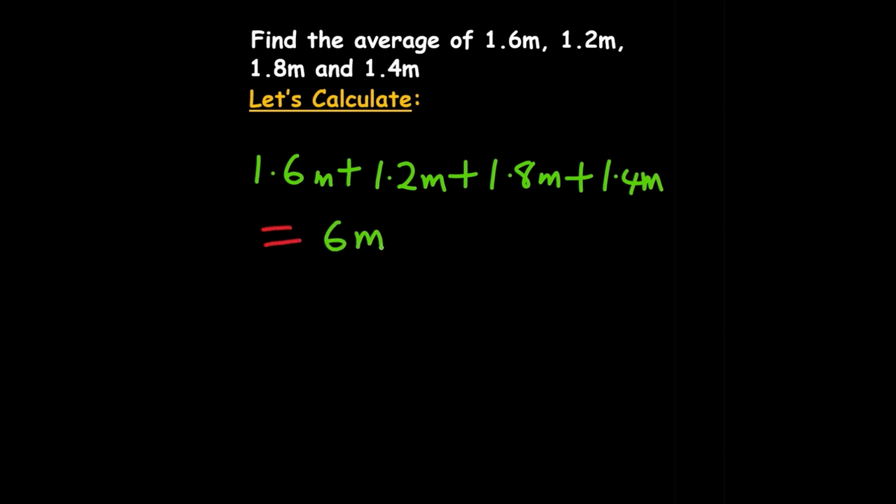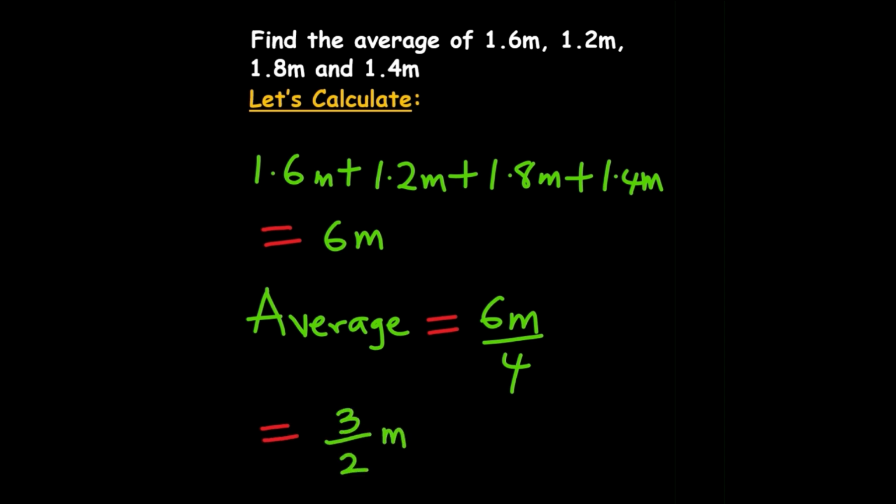Then, divide by the number of values, that's 4. Average equals 6 meters divided by 4 equals 3/2 meters. In decimal form, equals 1.5 meters. And there you have it. The average is 1.5 meters. Easy, right?